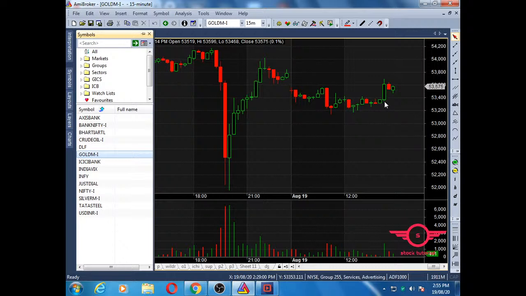Next candle. The previous candle should be small in size. The range should be small. Not every candle will succeed, but it will succeed. Suppose here it makes a high of 53,480, then 53,291. So you can have that smart move.